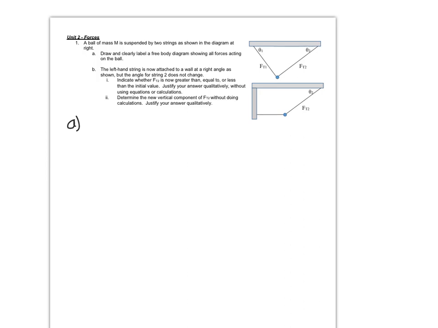Alright, for this first problem here, we're going to start by drawing the free body diagram for this object here, suspended from two strings. So we, of course, have the force of gravity going straight down. We have Ft2 going up and to the right, and we're going to have Ft1 going up and to the left.